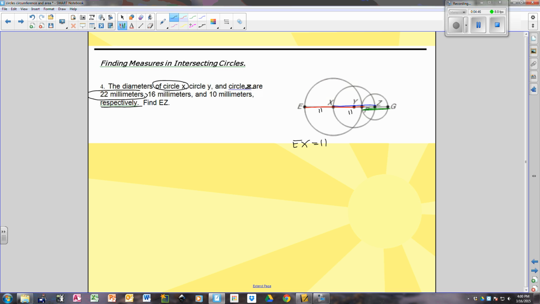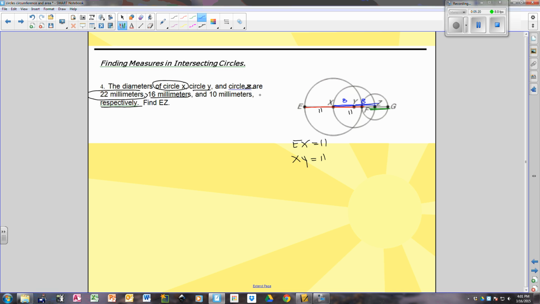And let me erase a little bit of that right there. Okay? So EX and XY is also 11. Then circle Y is listed next, and it's 16. So circle Y, which would be the blue one, so that means this piece here, XY. If the whole thing is 16, then this piece is 8. And from Y to Z is 8.